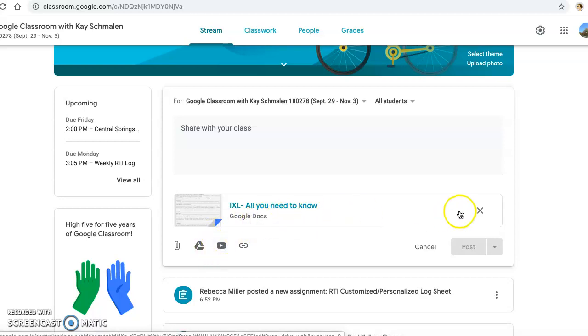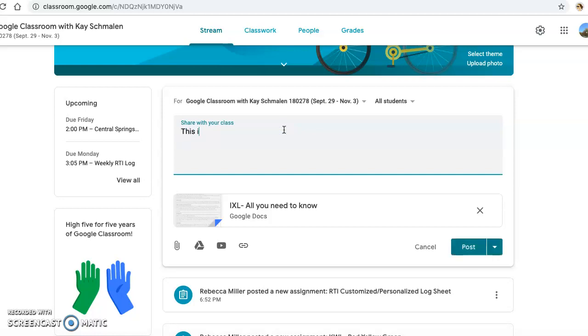and now it's attached, and I am going to let the class know that this is a guide to help you understand all of the ins and outs of IXL for Mrs. Miller's class.